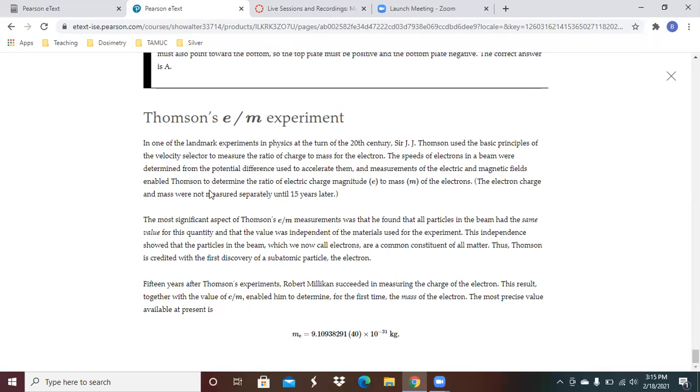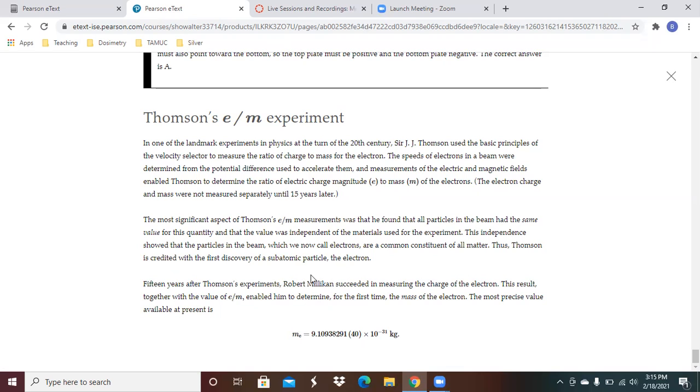So the charge and the mass weren't separately measured until 15 years later. With this experiment, he found that all particles in the beam had the same value for this quantity, and that value was independent of all materials used in the experiment. The independence shows that the particles in the beam, which we now call electrons, are a common constituent of all matter. So Thompson is credited with the first discovery of a subatomic particle, the electron.